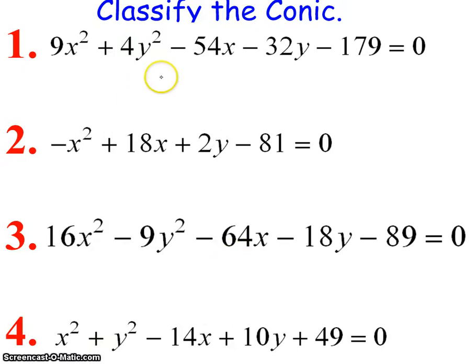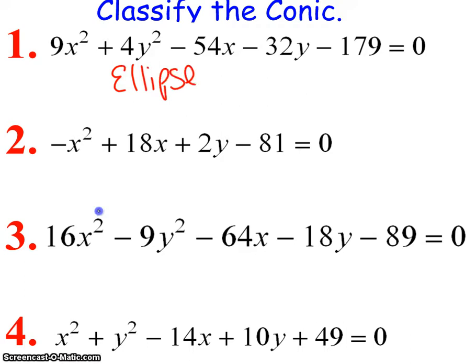Before we do that though, let's take a look at these four equations and see if you can identify what they are without having to put them in standard form. Remember what I talked about. Identify which letters are squared. Number one, we can see that both x and y are squared. Also identify if they are adding or subtracting. This one's adding, so that's either going to be a circle or an ellipse. However, there's a coefficient in front of x squared and y squared, so this one is an ellipse.